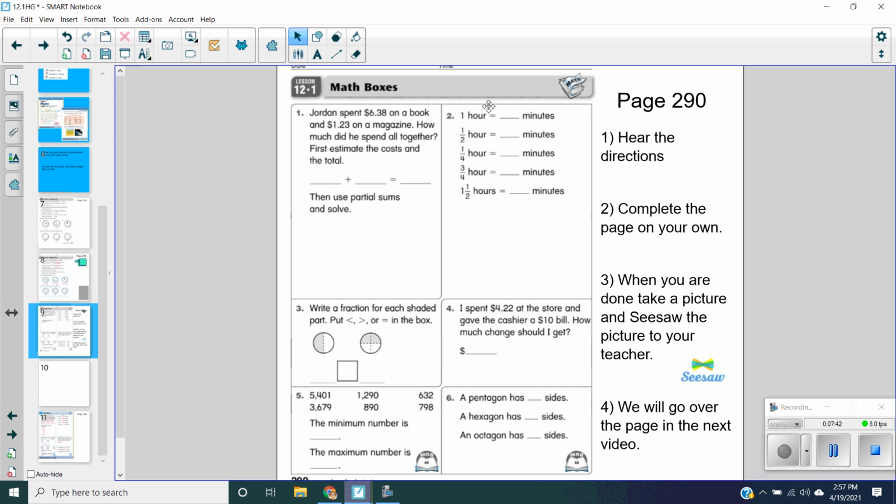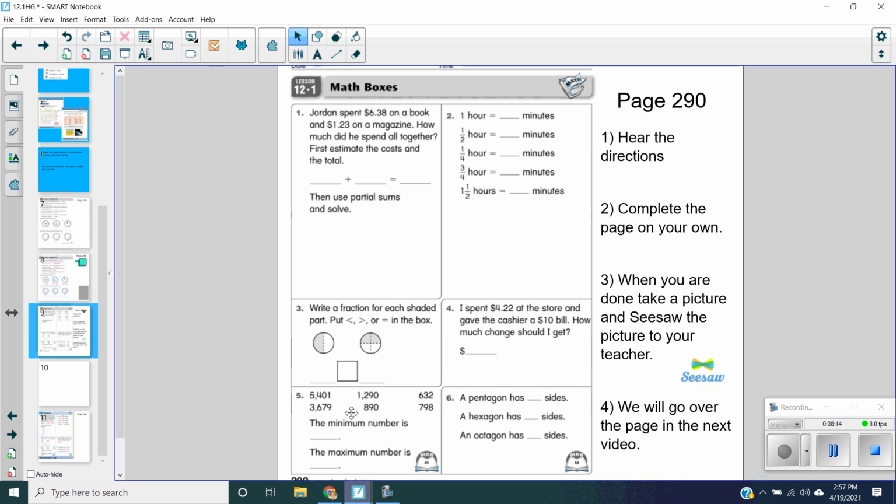For question 2, you're telling me how many minutes are in 1 hour, and then looking at the fractions, thinking about half an hour, 1/4 of an hour, 3/4 of an hour, and 1.5 hours. How many minutes would each of those be? For question 3, write a fraction for each shaded part. Put less than, greater than, or equal to in the box. For question 4, I spent $4.22 at the store and gave the cashier a $10 bill. How much change should I get?